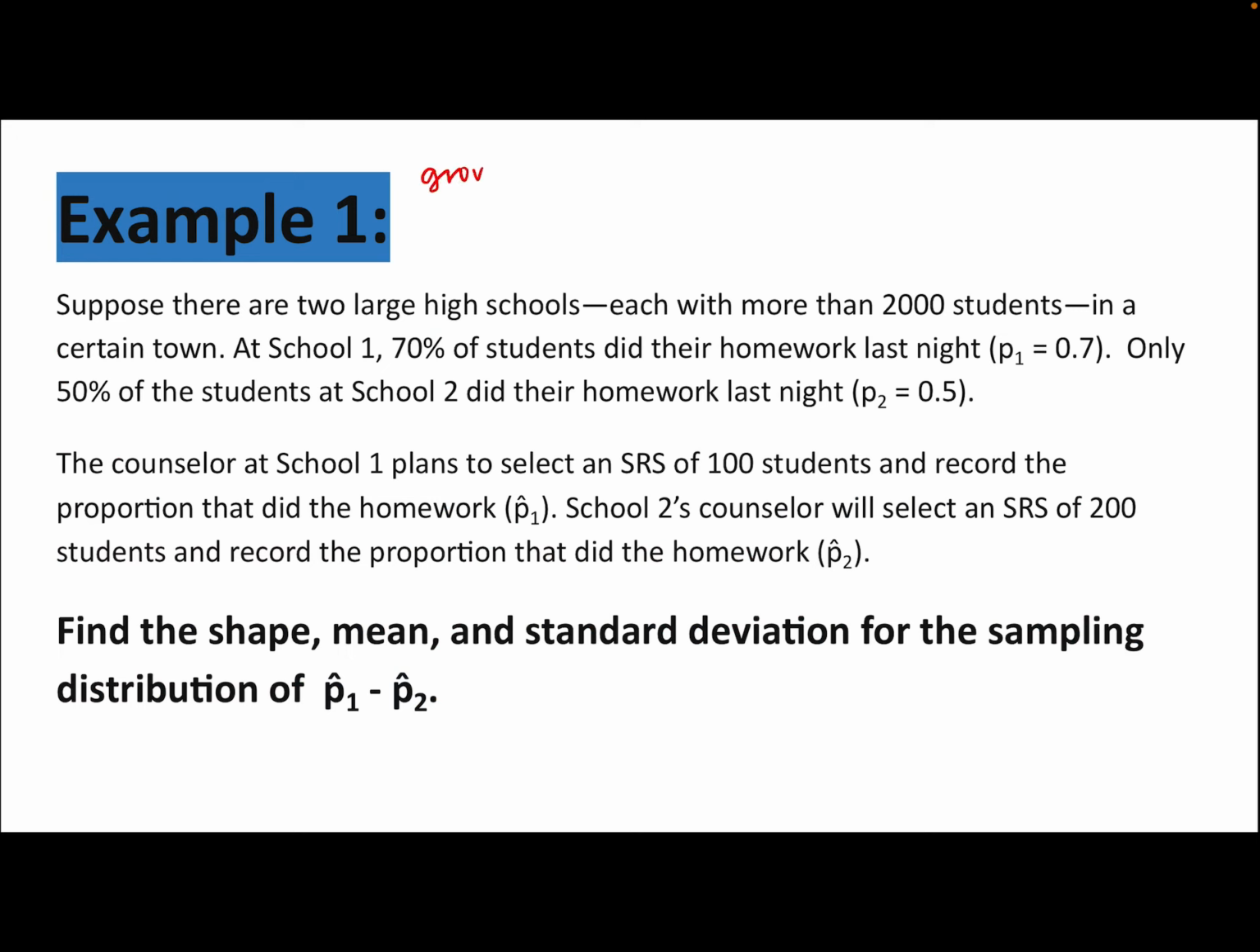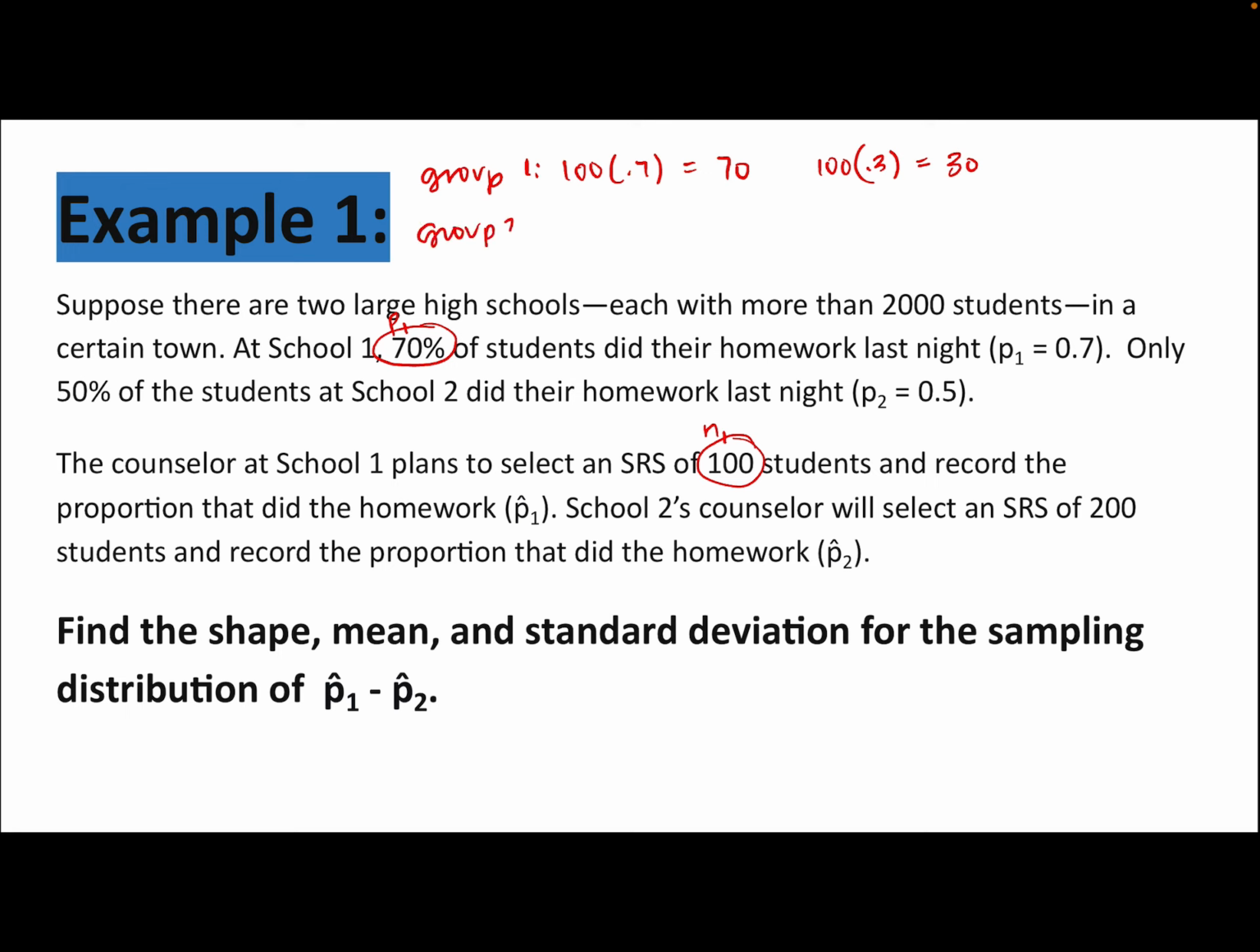Let's look at group 1, or school 1. School 1 had an N, our sample size, of 100. And then our P for group 1, so not P hat, but P, was 0.7. So this is N1 and this is P1. So N times P for group 1 would be 100 times 0.7, which is 70. And then 100 times 1 minus 0.7, or Q, 100 times 0.3, would be 30. Both, so far, are greater than or equal to 10.